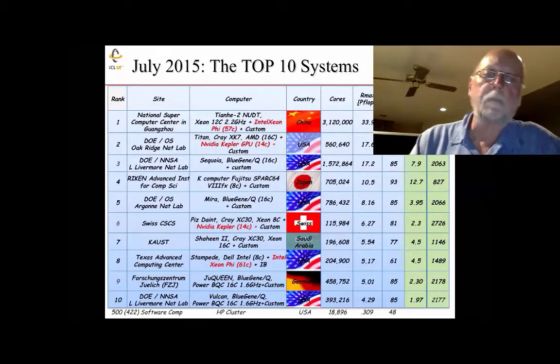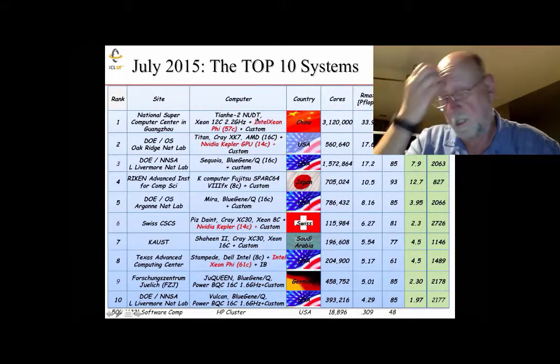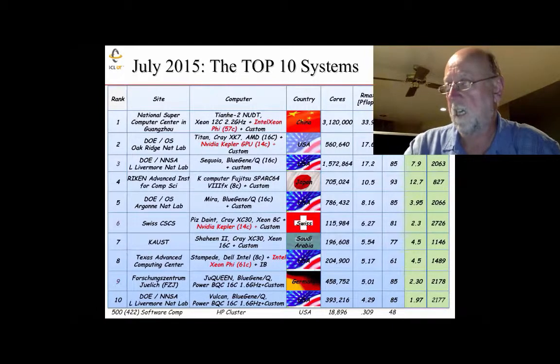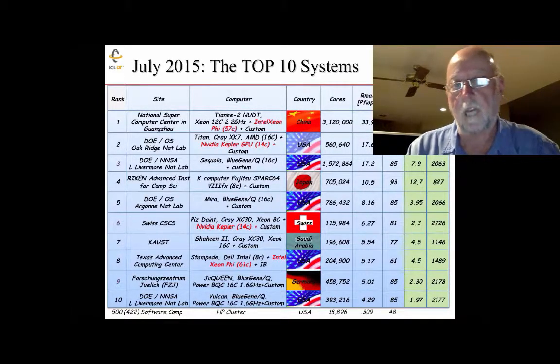If we take a look at the top 10 machines, this is what we see. The way to read this is that this is the number one computer, and it's at the National Supercomputing Center in Guangzhou. That's a Chinese machine called the Tianhe-2. It was built by the National University for Defense Technology, a university in China which has been involved in high-performance computers for many, many years. They've designed and integrated systems over a long period of time. This particular machine uses Intel parts: a 12-core Xeon processor, plus Intel's coprocessor, the Xeon Phi. And the Chinese have built their own custom interconnect.